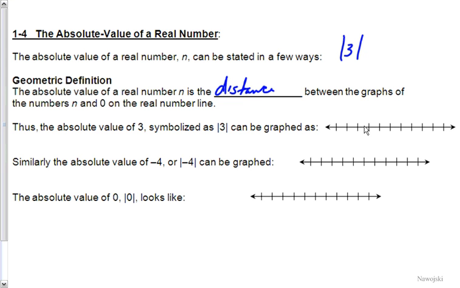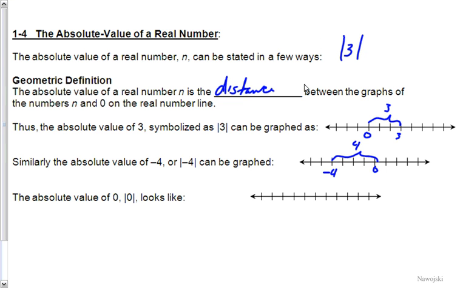Okay, so if we take a look at the absolute value of 3, okay, here's 0 and 3. 1, 2, 3. This is 3 spaces. Okay. Well, similarly, we can take a look at negative 4. 0, 1, 2. Negative 4 is here. If we take a look at this distance, that distance is 4 units. Notice how it's a positive number, right? Basic rule of thumb is if your absolute value is positive, it stays positive. If it's negative, you make it positive. Don't flip it to its opposite.